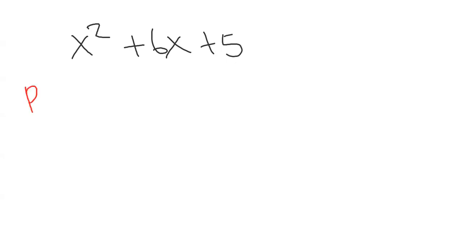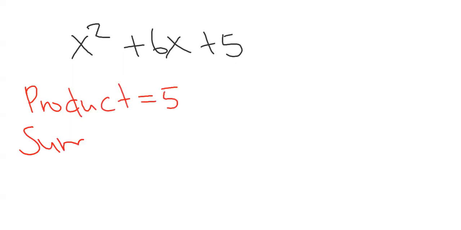So I'll do another example. Let's take x squared plus 6x plus 5. We do the same thing. We look for two numbers which, when you multiply, will give you a product of 5. But those very same numbers, if you add them, give you a 6.